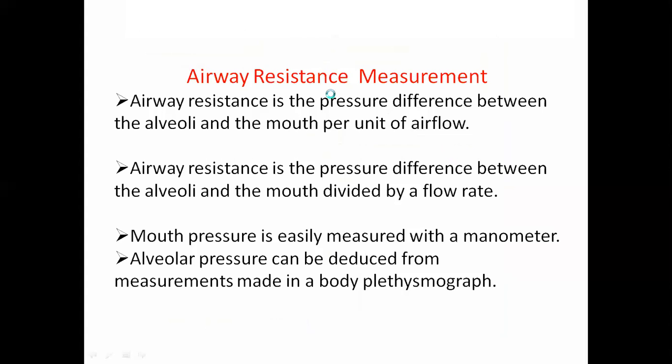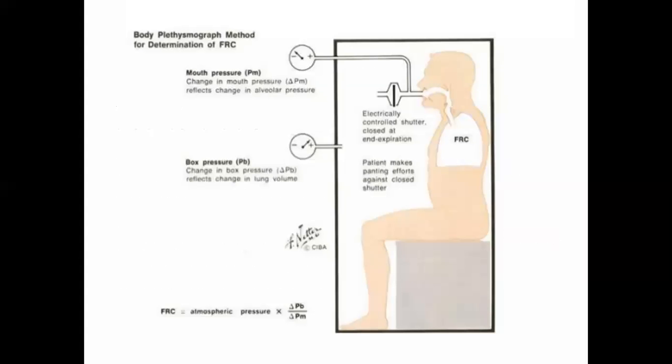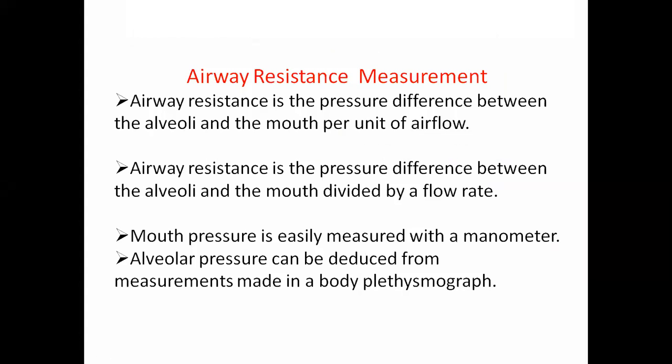With this we can measure the residual volume using three methods: one is the helium dilution method, another is the nitrogen method, and the other is the body plethysmograph. With these three methods we can measure the residual volume, that is the FRC. The next one is airway resistance measurement.